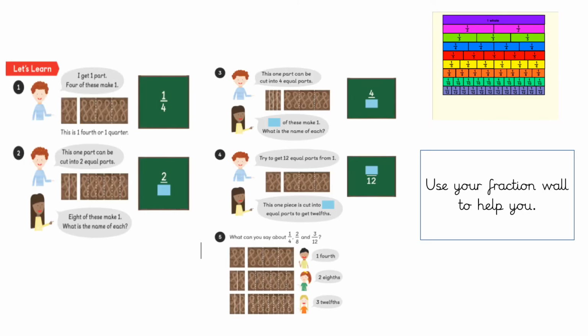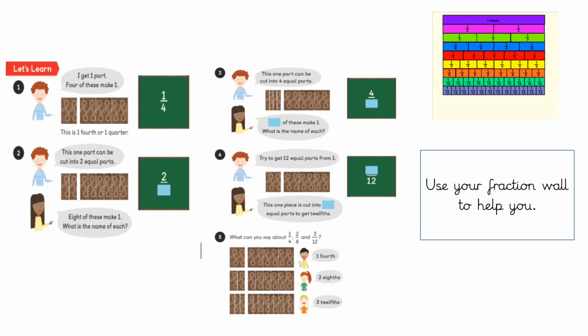So, let's go through this. The little boy said on the previous slide, "I get 1 part, 4 of these makes 1 whole." So he knows that he's going to get 1/4. There are 4 pieces in total that make the whole, and he's having one of those 4 pieces. But we also know from our fraction rule that actually we can have more pieces but have the same amount.